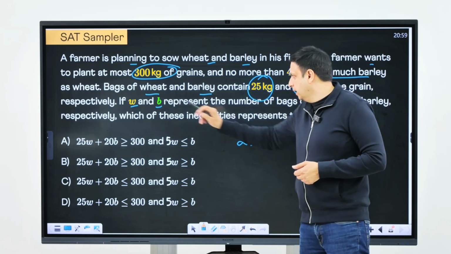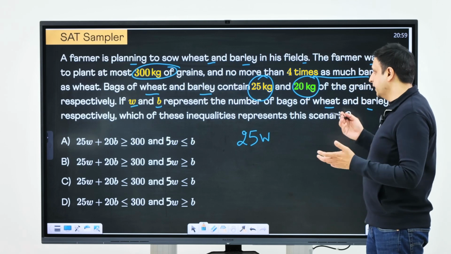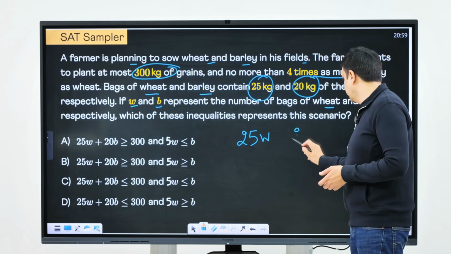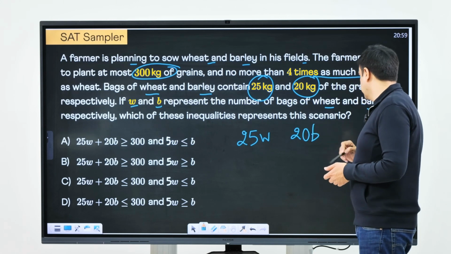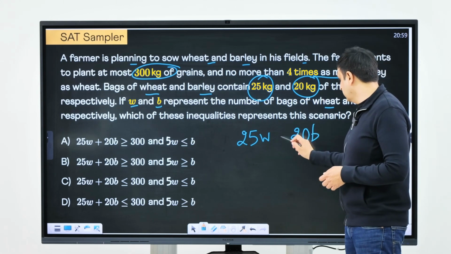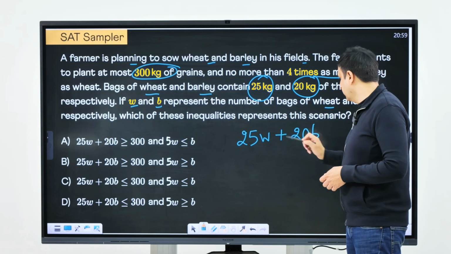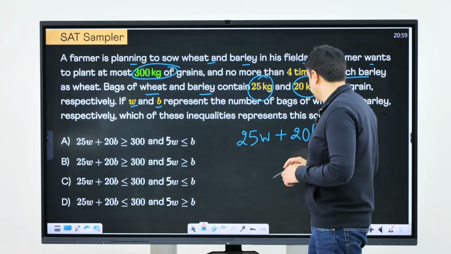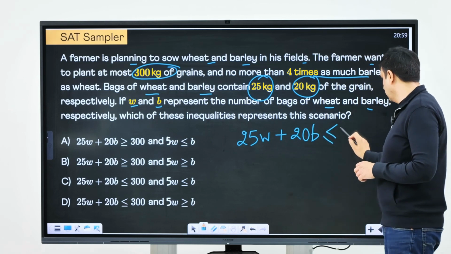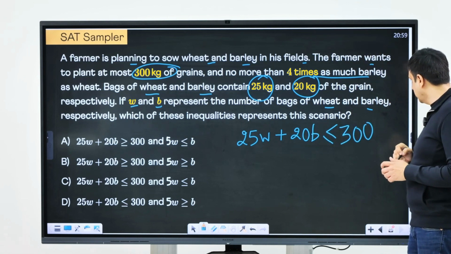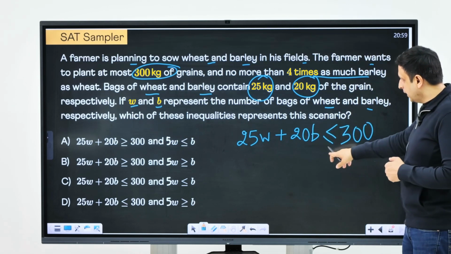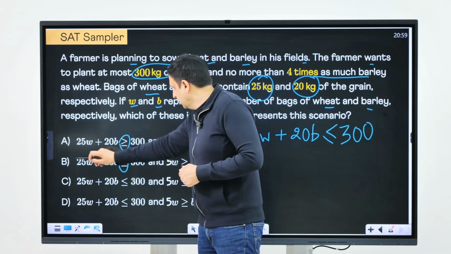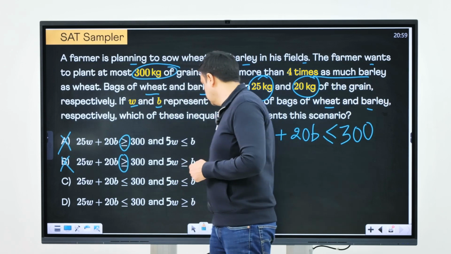Similarly, we have B bags of barley and 20 kilograms of barley per bag. So the total weight of the barley will be 20 times B. So the total weight of the grains will be 25W plus 20B, and we want this to be at most 300 kilograms, which means that this should be less than or equal to 300. So that's our first inequality, and we can see that the first two options have a greater than equal to sign here, so we can directly rule these two options out.